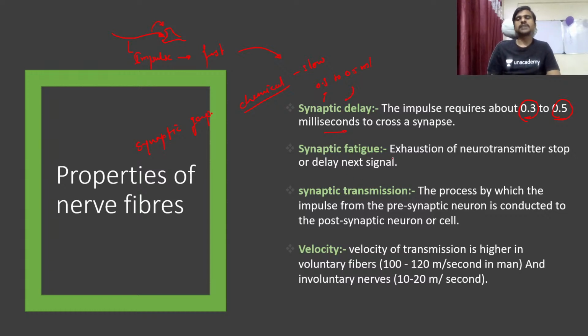Next, synaptic fatigue: the exhaustion of the neurotransmitter stops or delays the next signal. Sometimes these vesicles which are present here, let's zoom in, will look like this. There are a few vesicles inside, these are the neurotransmitter vesicles. Sometimes, after more and more firing of a single nerve, repeatedly firing, where firing means the generation of action potential here.